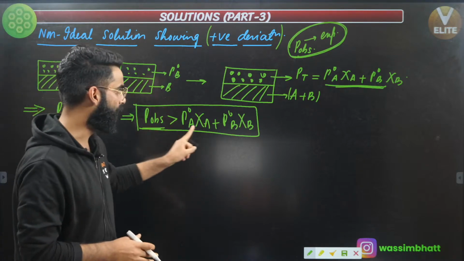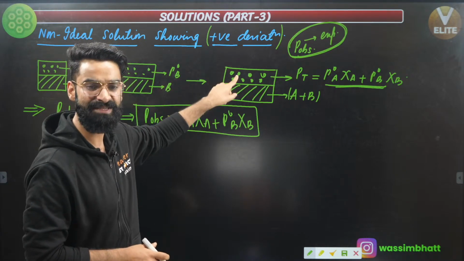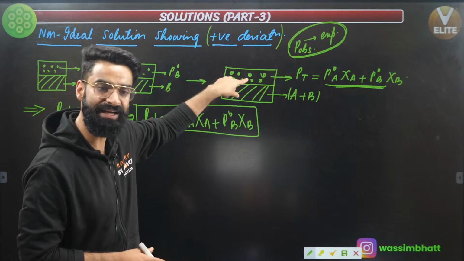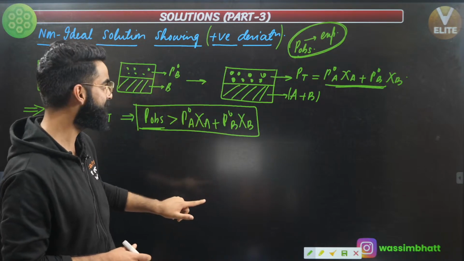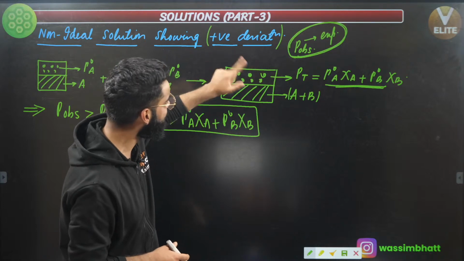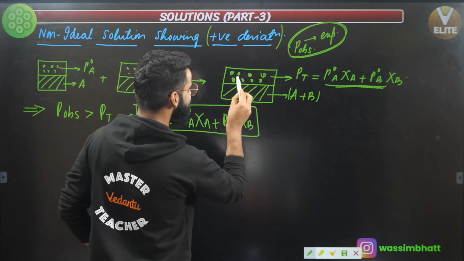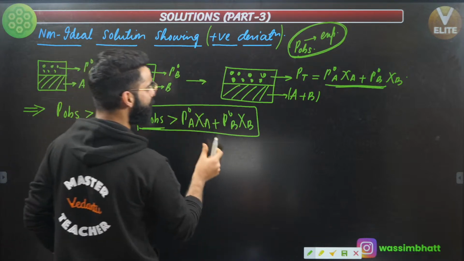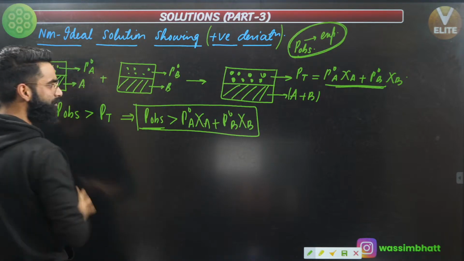Right? What I'm saying over here is, in case of a non-ideal solution showing positive deviation, the experimentally determined vapor pressure will be greater than the theoretical vapor pressure, which is calculated by means of Raoult's law. So we can clearly say the experimentally calculated amount of vapors will definitely be greater than the expected amount of vapors over here. Now, when is that possible? Experimentally determined vapors will be more in amount. That is only possible if AB interactions are less than AA and BB interactions.